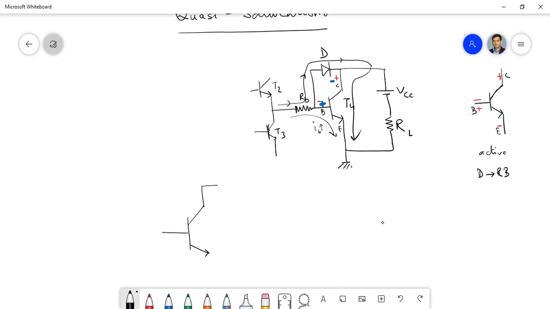Actually, the quasi saturation region and active region all have another perspective from the device point of view. I am not going into those details because if I go into the device perspective, then it will take a longer time.